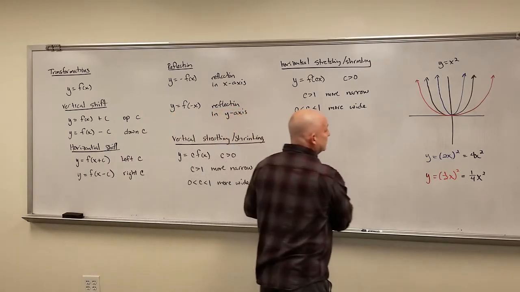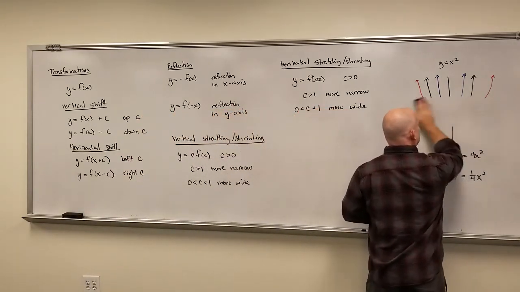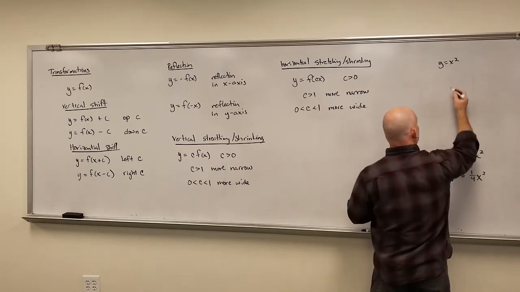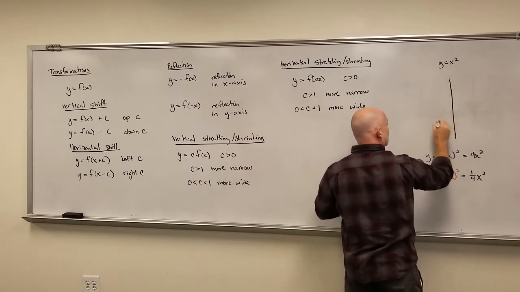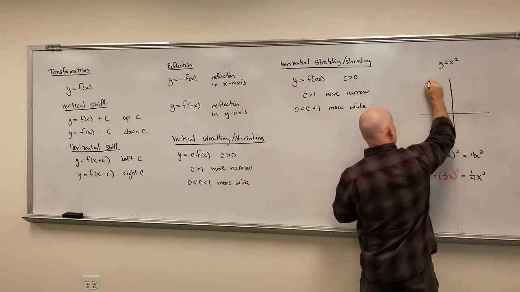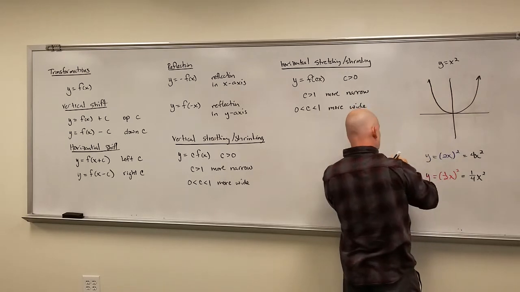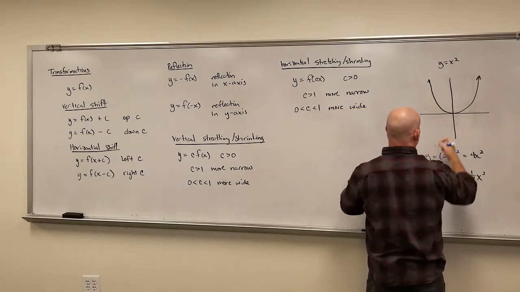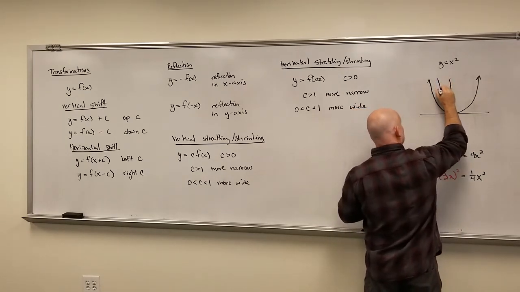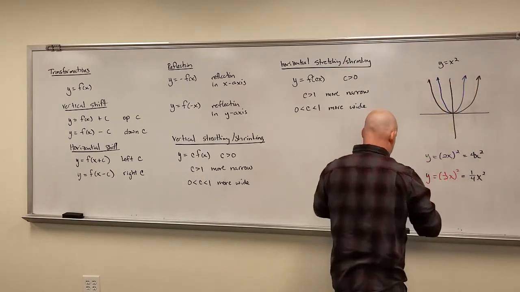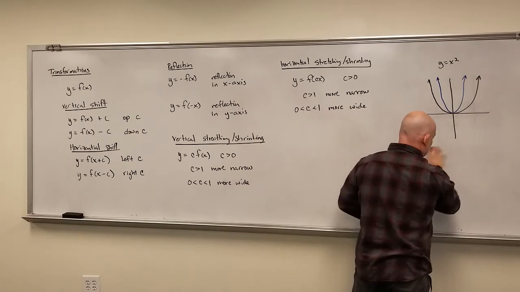Just to make this graph look a little bit cleaner here, I'm only going to put 2 of them up here. There's our original, y equals x squared, and I'm going to put the blue one back in there. Let's get this out of here because we're not looking at it.